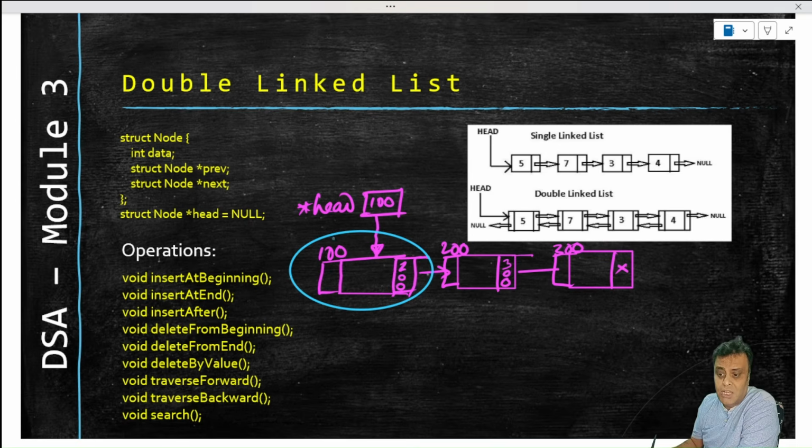The previous node has to be null, right? So we just put null here. And what is the previous element to 200? The previous element to 200 is this element which is at 100. So we will put 100 here. And what is the previous element to 300? It is 200. So we will put 200 here. And that's it. You have your double linked list.